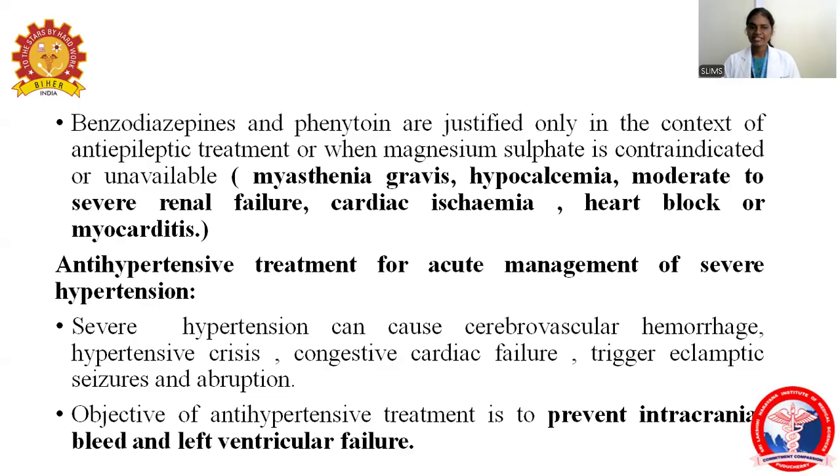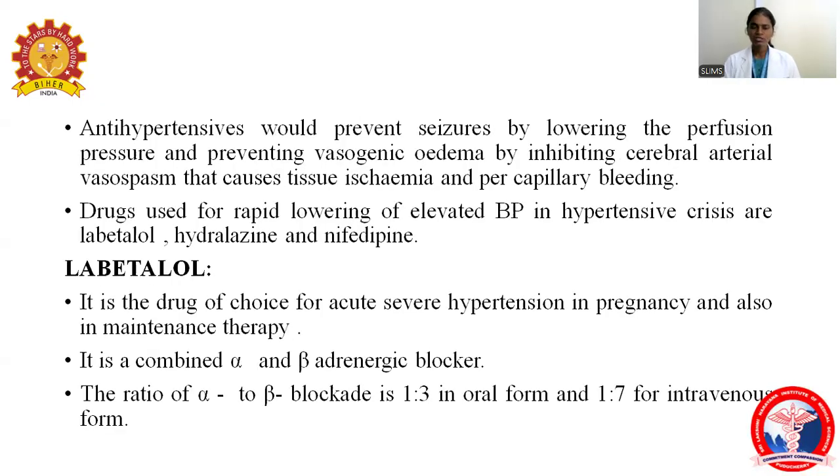Antihypertensive treatment for acute management of severe hypertension. We have to treat this acutely, because severe hypertension can cause cerebrovascular hemorrhage, hypertensive crisis, and congestive cardiac failure, and it can trigger eclamptic seizures and abruption also. So the objective of antihypertensive management is to prevent intracranial hemorrhage and left ventricular failure. These antihypertensives should prevent seizures by lowering the perfusion pressure and preventing vasogenic edema by relieving the cerebral arterial vasospasm that causes tissue ischemia and pericapillary bleeding.